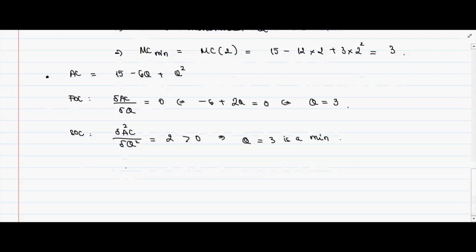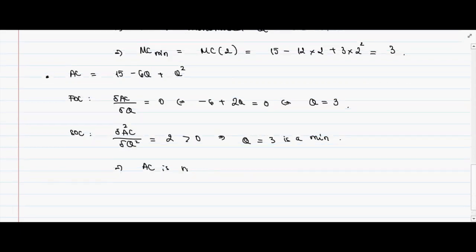Okay, so therefore average cost is minimized at quantity q equal to 3, and the value of the minimum average cost, which is the value of the average cost at the quantity equal to 3, is going to be equal to 15 minus 6 times 3. So if I substitute the quantity 3 into the average cost function, I get 15 minus 18 plus 3 squared. So that is 15 minus 18 plus 9, and that is going to be equal to 6.